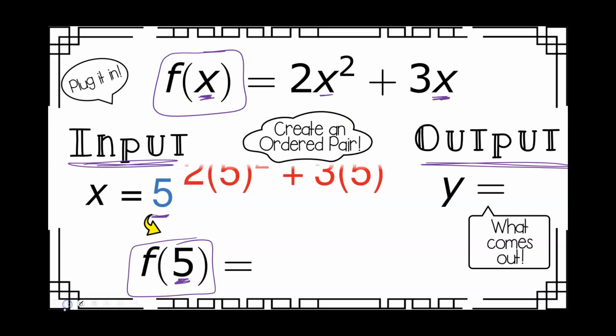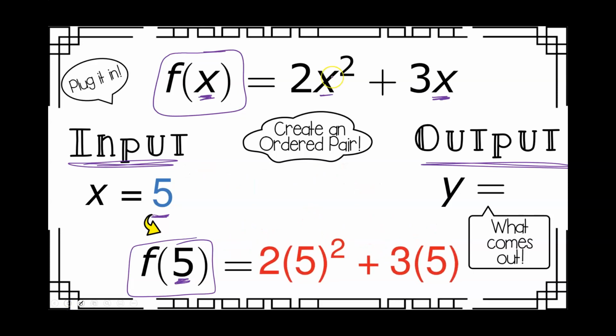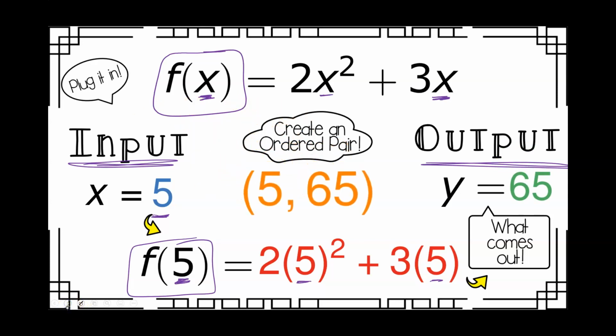Okay? So when I plug 5 in, that's my x value because it's where x is. Okay, I'm going to plug it in. So I replaced all my x's with the number 5. Use your calculator, use Desmos, or you can do it in your head. So when I calculate this, what comes out is going to be 65. So my ordered pair here is (5, 65). Okay?